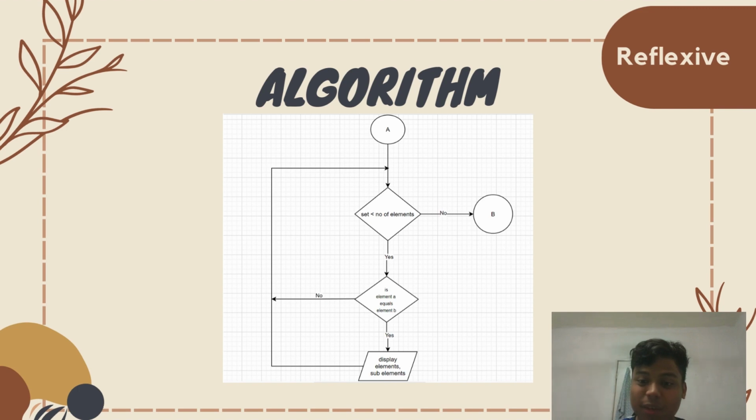Then we proceed with another condition, which is whether element A is equal to element B, which means the coordinate. If they are equal to each other, then we display the elements as the reflexive relation. And if not, then we proceed to another algorithm.